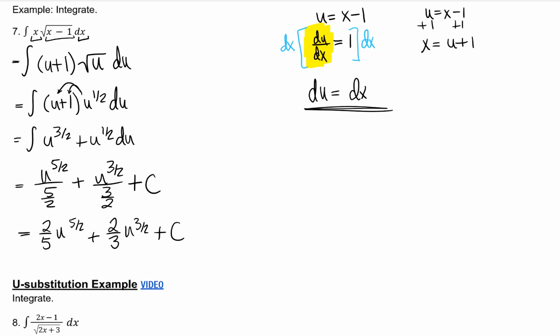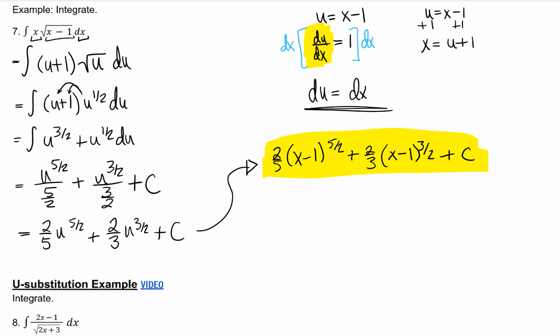This is our answer, but this is our answer in terms of u, and the original function they wanted us to integrate was in terms of x. So now we're going to substitute back in our x expressions for the u's. There is the answer for our integral.